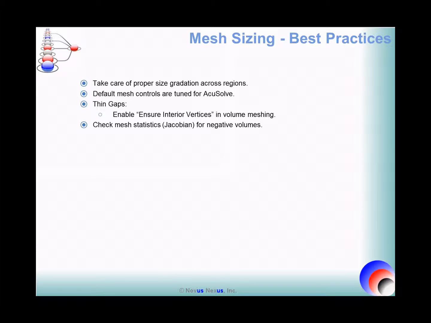Robustness of the finite element-based AcuSolve solver eases the meshing job. Make sure you grade the mesh sizes properly across neighboring regions. If your model has thin gaps, make sure to enable Ensure Interior Vertices in Mesh Controls. This ensures at least one node in the flow path and avoids artificial plugging of flow. Just check the mesh statistics for any negative volume cells.